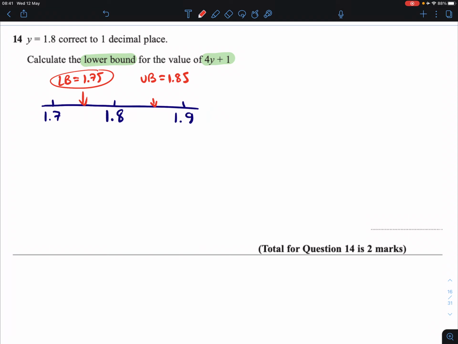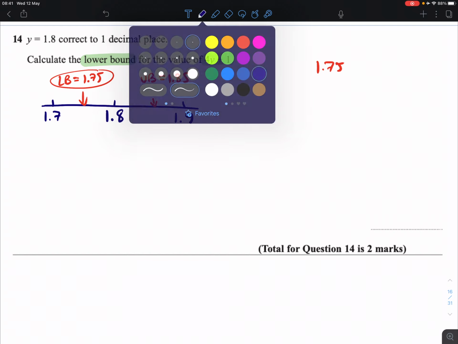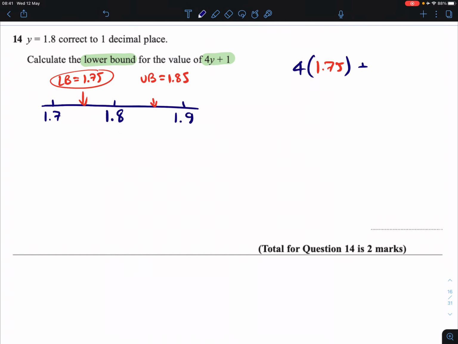Of course, in this case, we know we're going to use 1.75, so I'll just get on with it. 4 times that gives us 7, plus 1 gives us 8, meaning that's the lower bound.